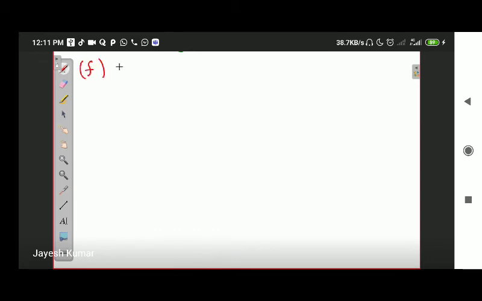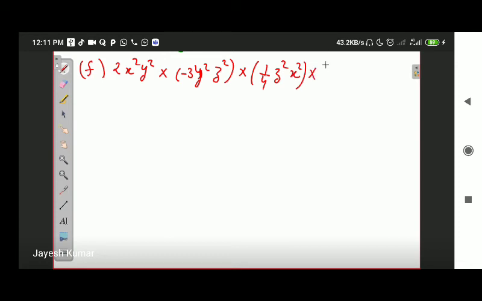F part is, this time we have 4 monomials. 2x square y square into minus 3y square z square into 1 upon 4 z square x square into minus 4 x y z.